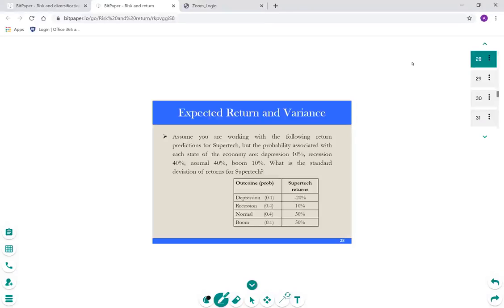And the returns that are associated with each of those states of the economy are listed in the table on the right. Now, if we remember some results from probability theory, we can remember that the mean of a random variable is equal to the sum over all the different contingencies of the probability of that event happening times the value of that contingency. In this case, we're thinking about returns.